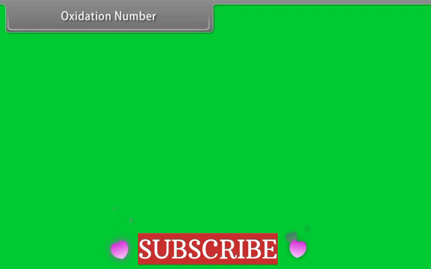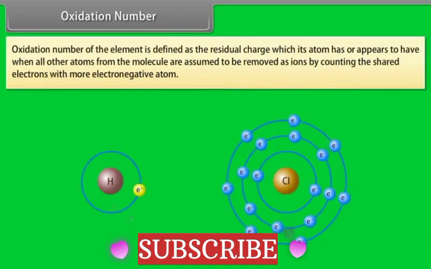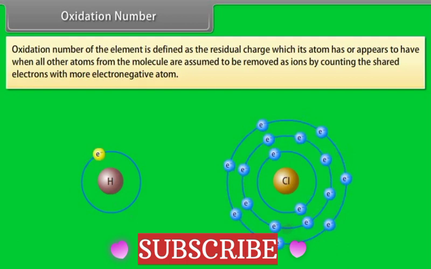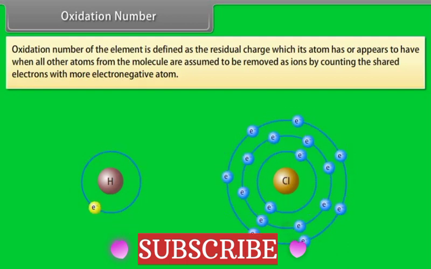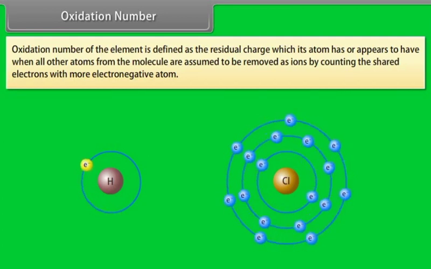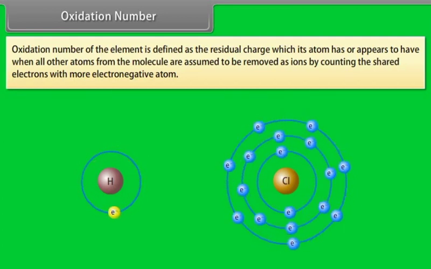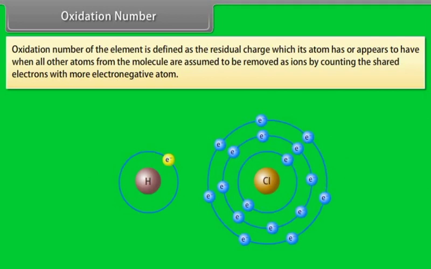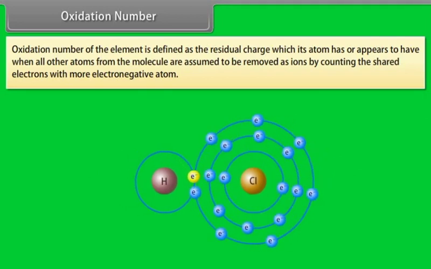Oxidation number. The oxidation number of an element is defined as the residual charge which its atom has or appears to have when all other atoms from the molecule are assumed to be removed as ions by counting the shared electrons with more electronegative atoms. Consider an example of the hydrogen chloride molecule.